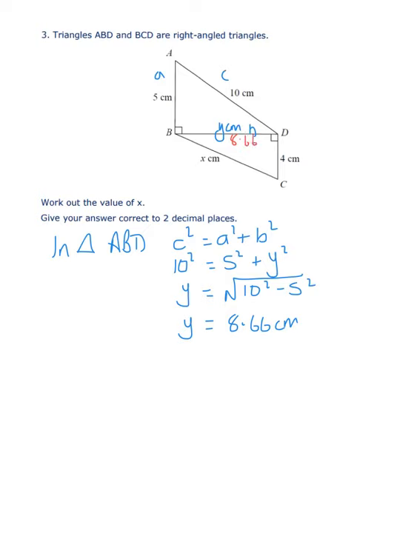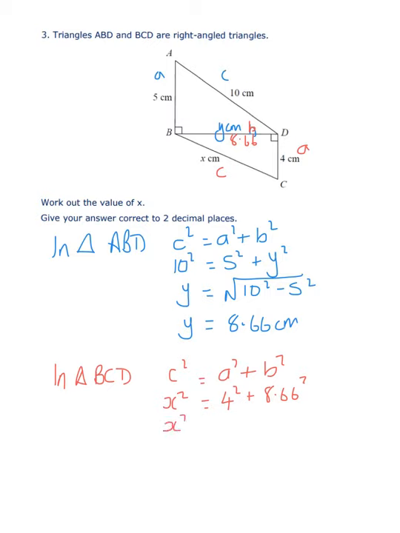So now we're going to look in triangle BCD. So in triangle BCD, here's my C, this now becomes my A, and here we have our side B. So C squared equals A squared plus B squared. I've written out the rule, now I make the substitution. So x squared equals 4 squared plus 8.66 squared. Now we know what that is, don't we? We know that's going to be 75 because we square rooted 75 to get to 8.66.